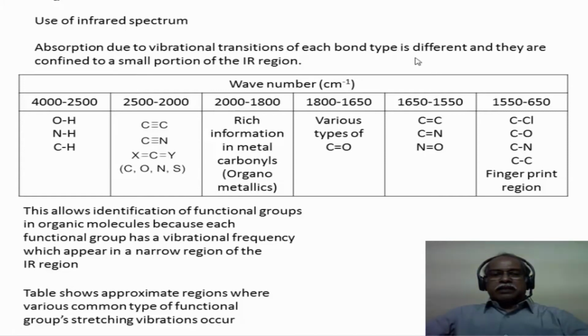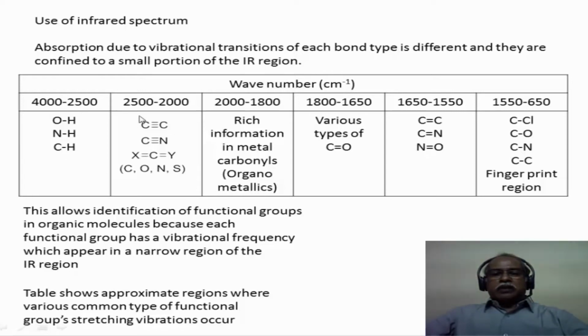In fact, the infrared region can be divided into 6 portions as it is shown here, starting from 4000 to 2500. That's the first region. In this particular region, one can observe the stretching frequencies of OH, NH and CH type of functional group. In other words, alcohol, amines and hydrocarbons can be detected in this particular wave number region.